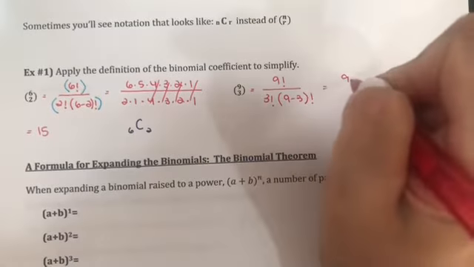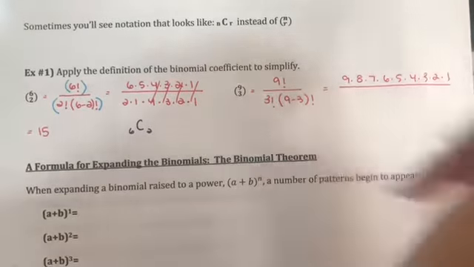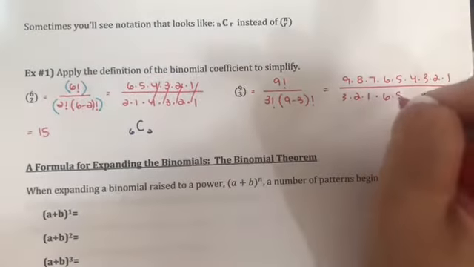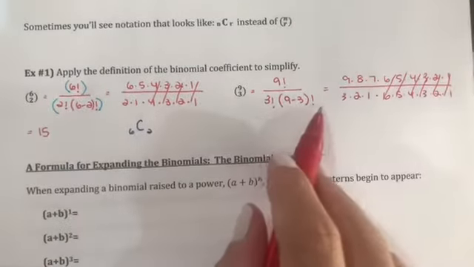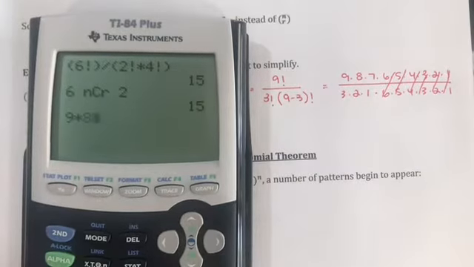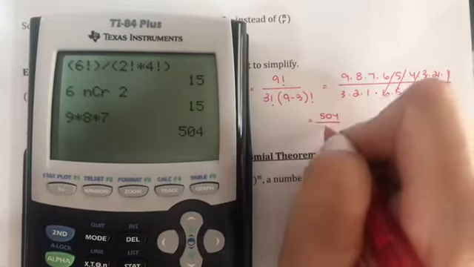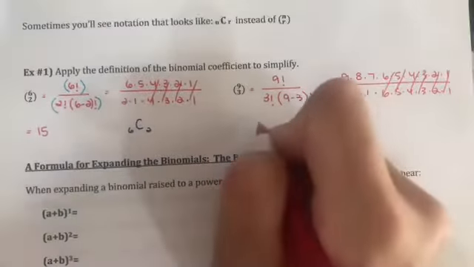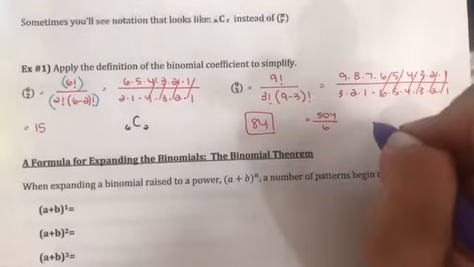So 9, 8, 7 all the way down, and then 6, 5, 4, 3, 2, 1. Most of the time you're going to find that it's really fast like this. So now I have 9 times 8 times 7 up top, divided by 6, and we get 84. Now if I wanted to do nCr, it'd be 9C3.